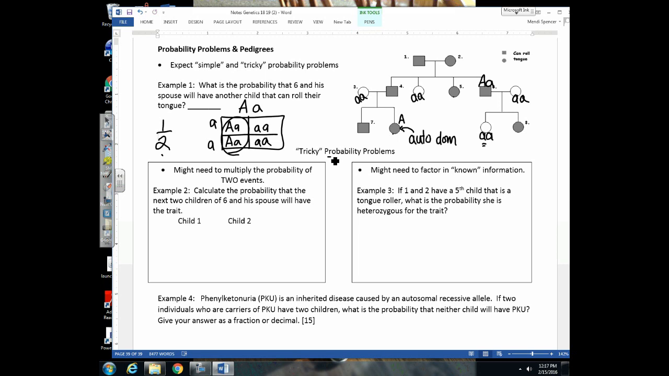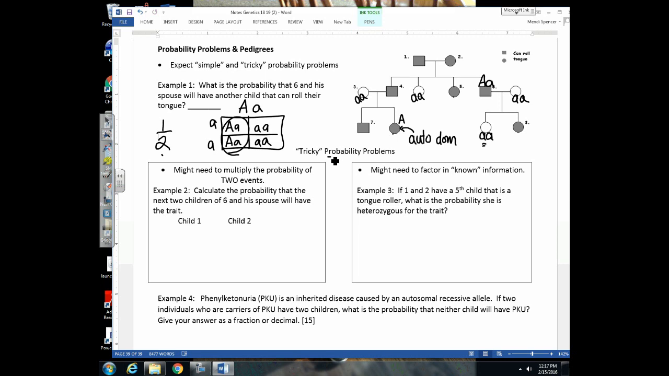Well, the probability of flipping one head is 1/2, and then the next time when you flip a coin, the probability of getting heads is 1/2 again. So you take 1/2 times 1/2, and then the probability of flipping two heads in a row would then be 1/4.